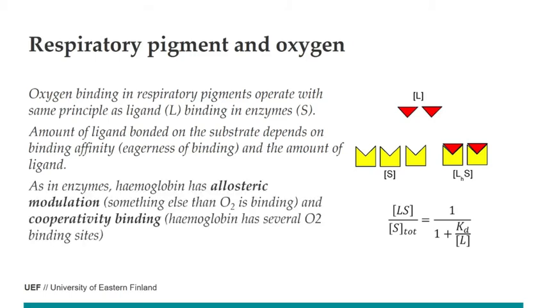Okay, and like the enzymes, we now have allosteric modulation. So if we are not having oxygen in the binding site, but some other molecule, it can be binding in the same oxygen binding site. So it's competing. And we can have more than one binding site for the oxygen in the hemoglobin, so we can have cooperative binding. Actually, in the hemoglobin there are several oxygen binding sites, and they can be interacting. So when binding one oxygen, that can affect how eagerly the second oxygen or the third or fourth oxygen is binding there.